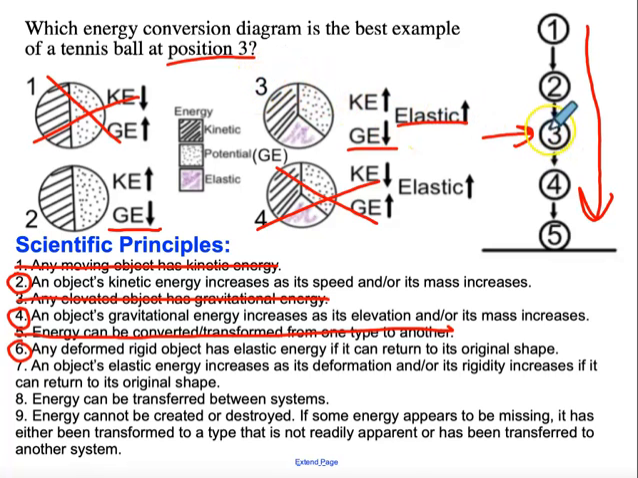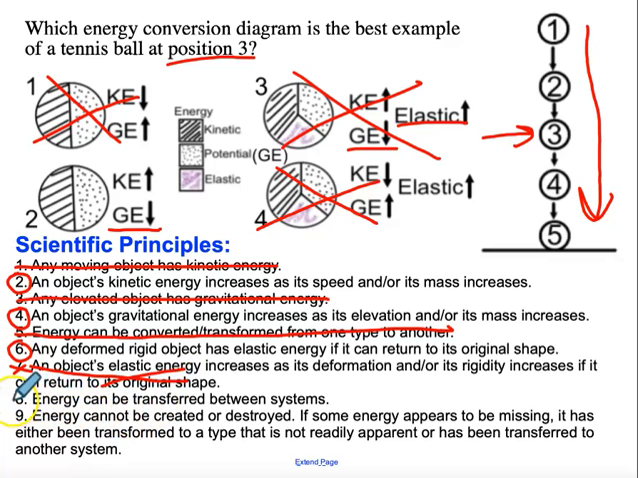So diagram 3, not position 3. Diagram 3 has EE in it. But would the ball at position 3 have any EE? No, it won't, because it's not in contact with the ground yet. It's not deformed. So now we know for sure it's position 2. An object's elastic energy increases as its deformation or rigidity increases. Doesn't matter. We don't need it because it's not deformed.